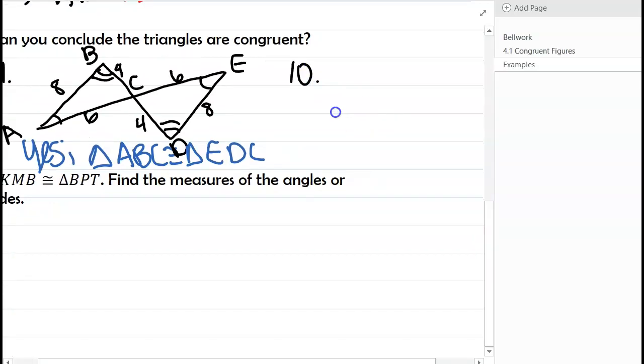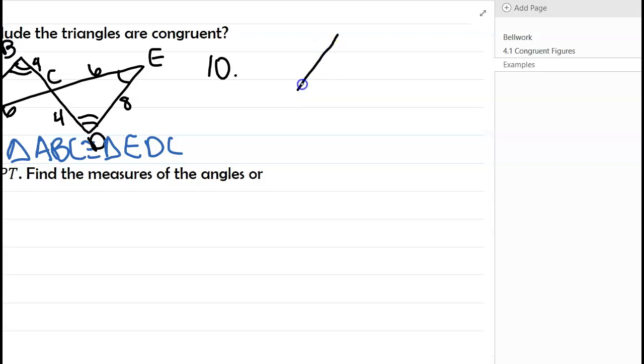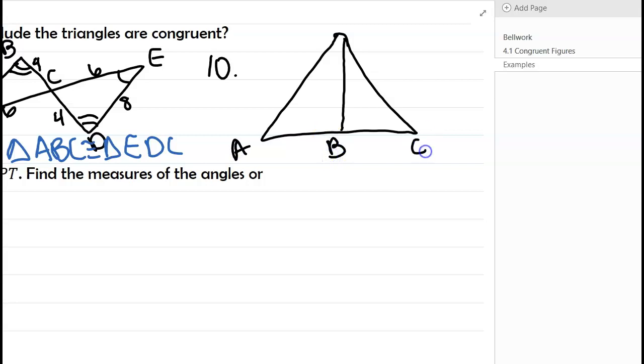Okay, let's do one more of those. So this triangle will be a little easier to draw. Let's just do a big, wide triangle like this. And we'll do A, B, C, E, and those 2. Remember, those marks mean that the sides are congruent. And that's all.